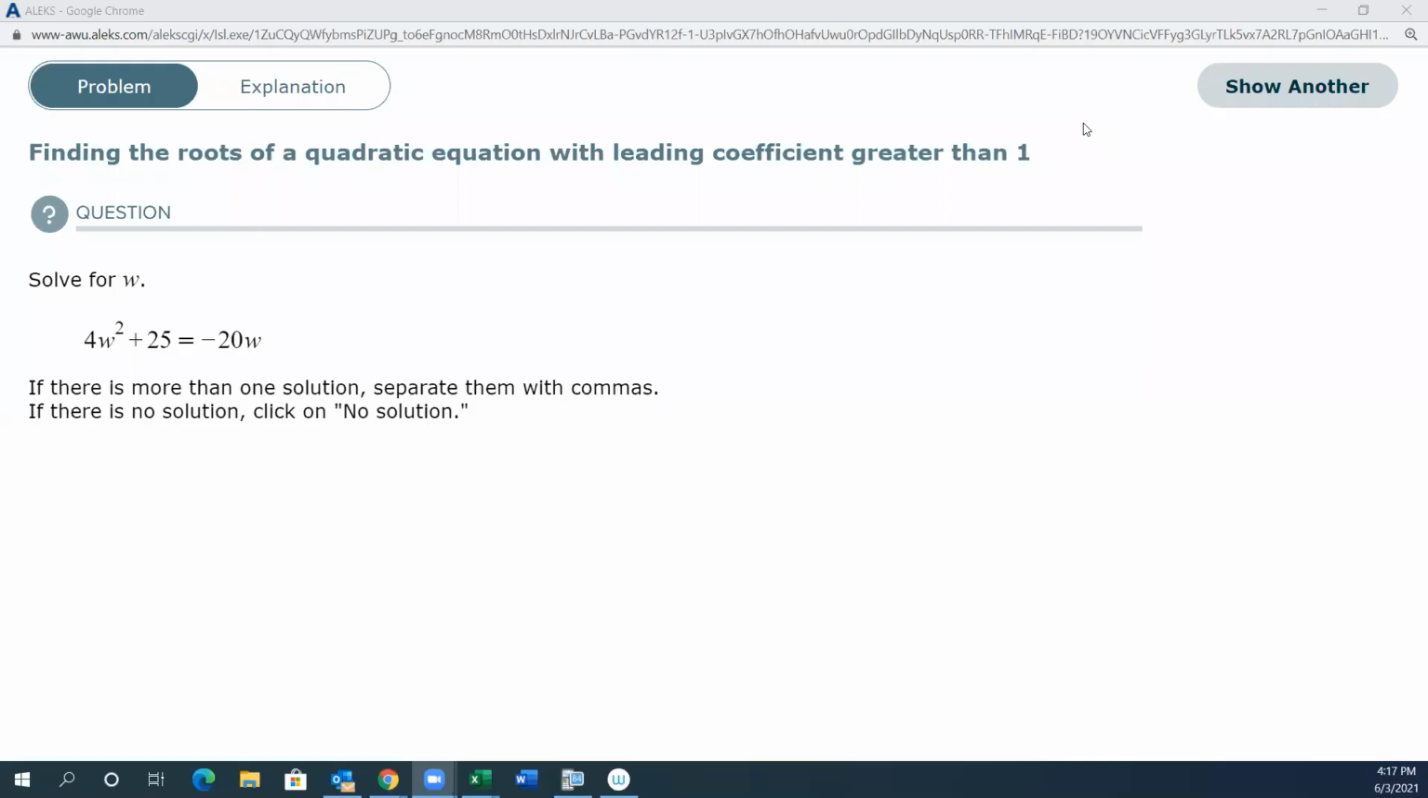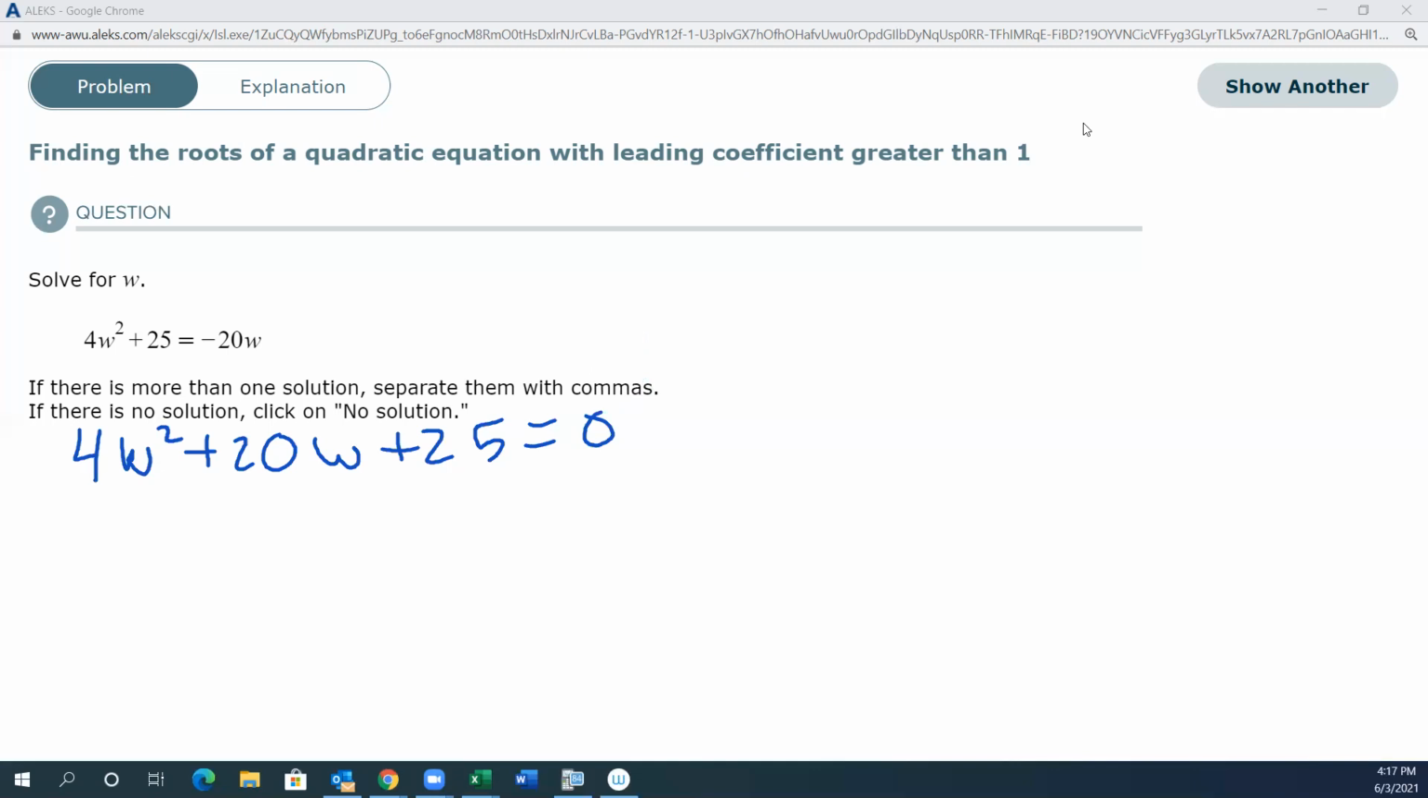Well, this one's slightly different because now not everything is on the same side. You need to have it set equal to 0 so you can do that zero product rule trick I was discussing at the beginning of this video. So if I add 20w to both sides so that I can get everything on one side, now I've got that 0 on one side of the equation. Now this problem is like the last one.